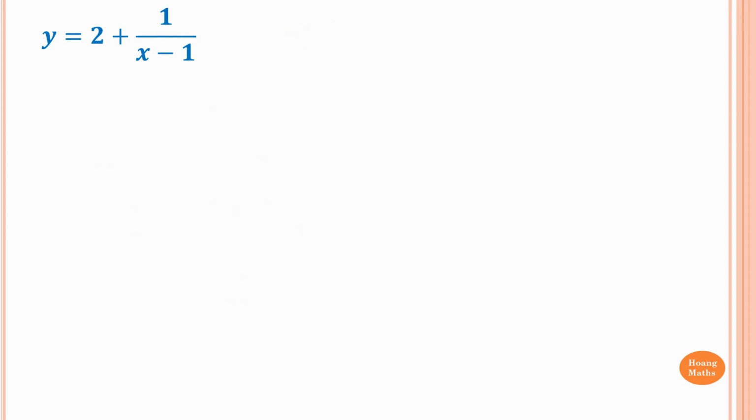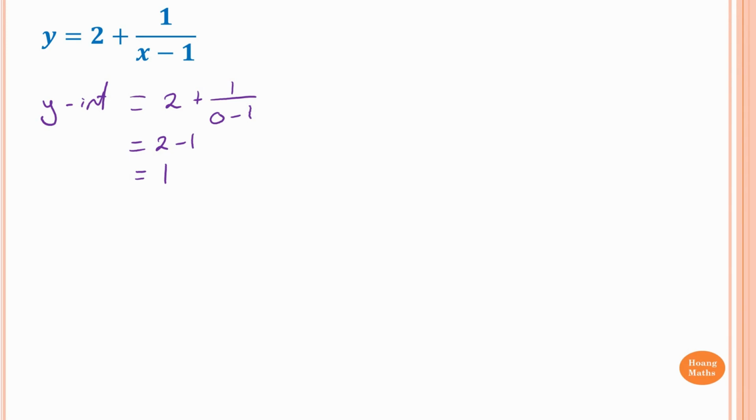So to find y-intercept, y-intercept is when x is equal to 0. So that becomes 2 plus 1 over 0 minus 1. So that is equal to 2 minus 1. So the answer is 1. So y-intercept is at 1.